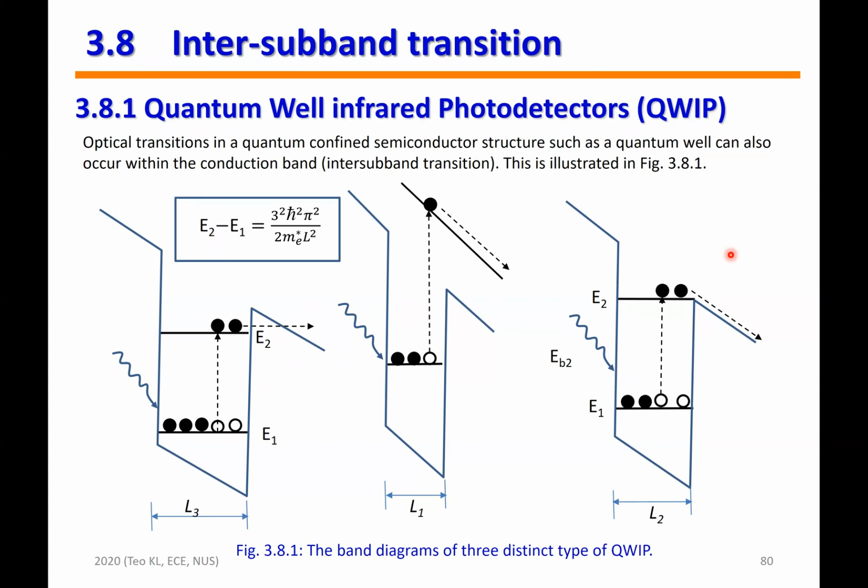We will stop here, and in our next section, we will talk about inter-subband transition, which is a transition only in the conduction band or only in the valence band. Such an inter-subband transition can be used in a quantum well infrared photodetector.